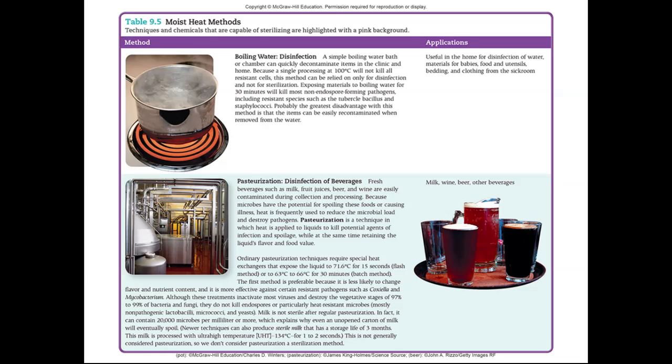So let's look at some moist heat methods for decontaminating or disinfecting something. We can boil it. Boiling water in an open pot on an open stove is very useful for disinfecting something in your home. This is great if you need to disinfect water for babies or if you need to disinfect some clothing from somebody that's sick. Throw it in some boiling water. This is great for almost all the situations you'll encounter in your home.